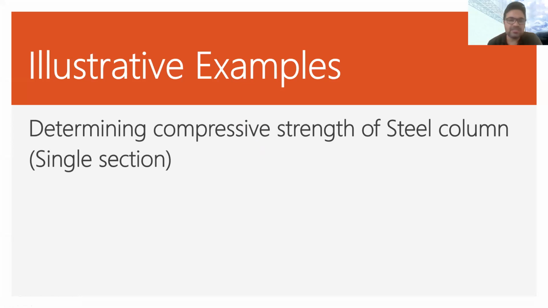So in the previous lecture, we discussed the theoretical aspects of the compression member. Now in this lecture, we are going to solve some examples of the compression member. In this first example, we will try to understand how to determine the compressive strength of a steel column. In the first example, we will take a single section.